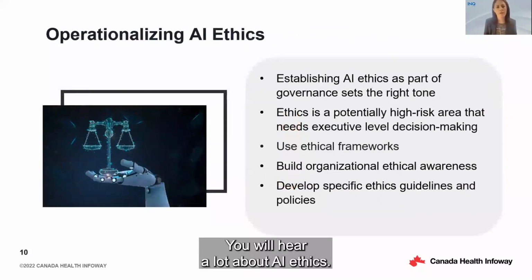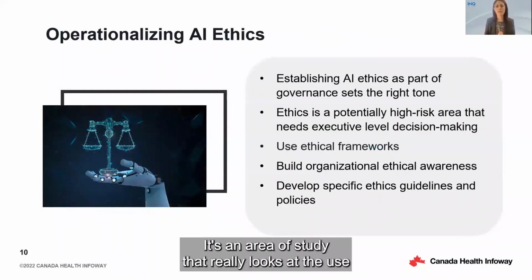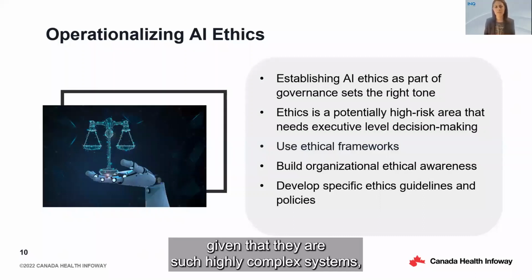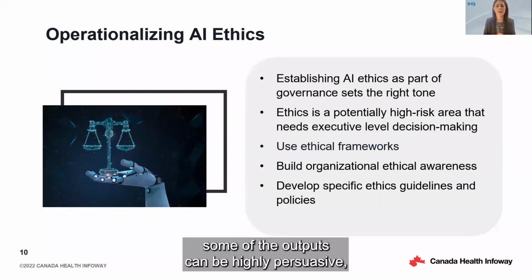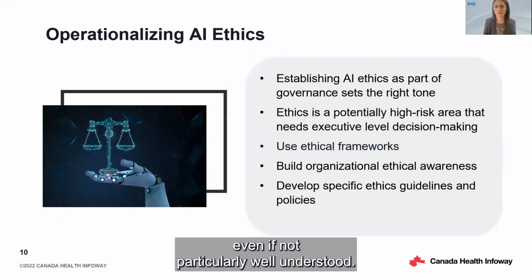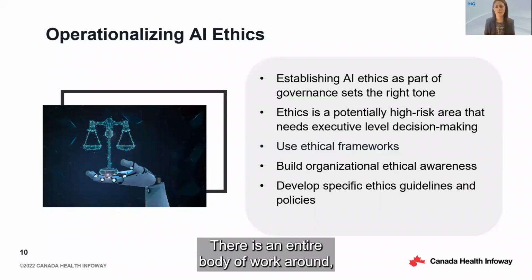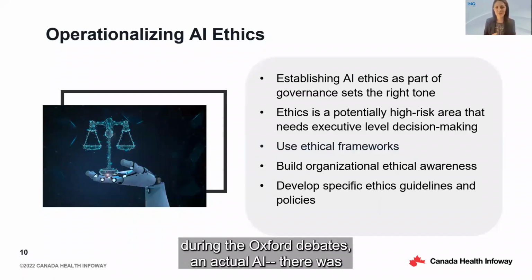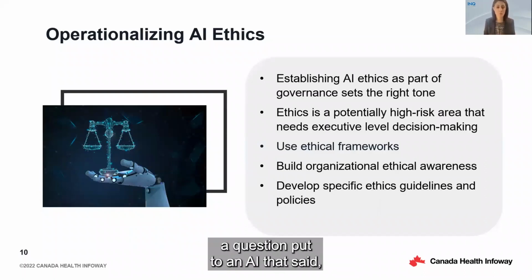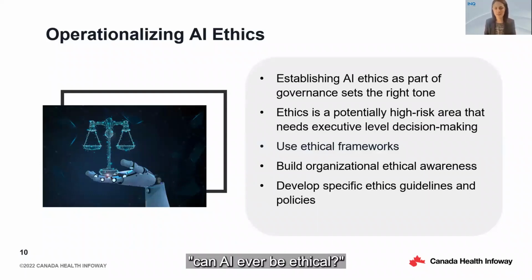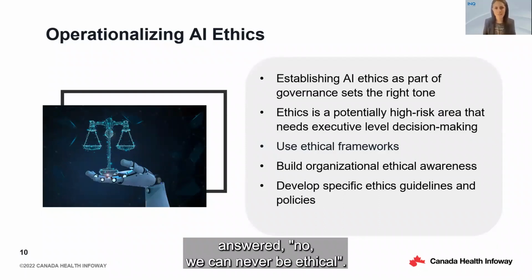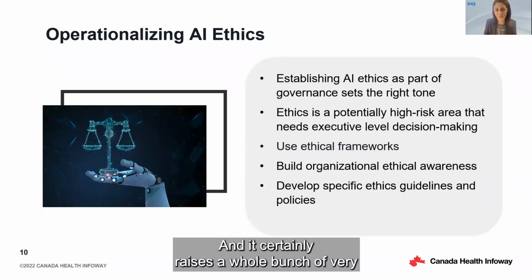You will hear a lot about AI ethics. It's an area of study that really looks at the use and the impact of artificial intelligence systems, given that they are such highly complex systems and, as a result, some of the outputs can be highly persuasive, even if not particularly well understood. There is an entire body of work around what it means to create ethical systems. Interestingly, earlier this year, during the Oxford debates, there was a question put to an AI that said, can AI ever be ethical? And the AI system, in the form of a robot, answered, no, we can never be ethical. And it certainly raises a whole bunch of very interesting questions.